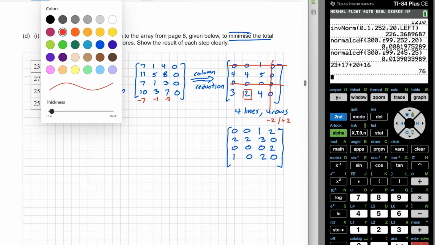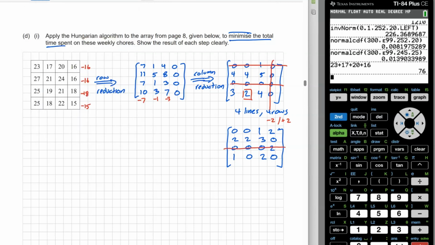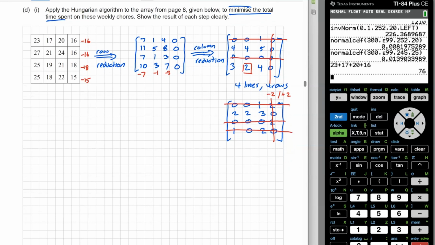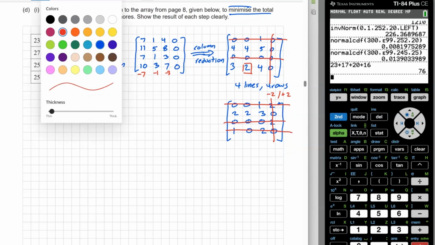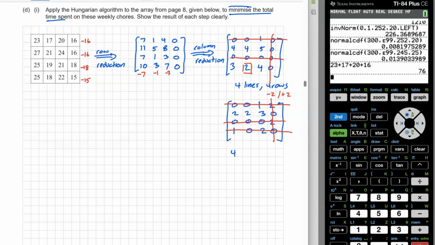Okay, so once that's done, we try to do our lines again. I've got 3 through here that I want to try to cover up. I've got 2 on this row, 2 on this row, but then I've got my last one coming down there. So now when I look at this, I've got 4 lines and I've got 4 rows. So that means I'm ready to do my allocation.